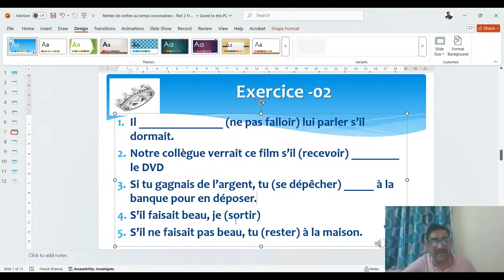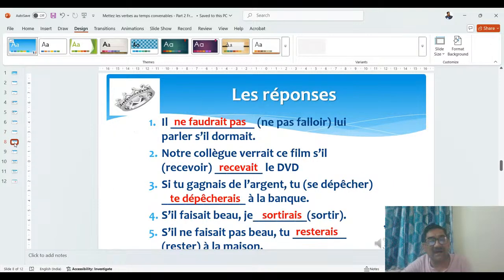Dépêcherai. S'il faisait beau, again faire is given in imperfect. Je sortirai. Je sortirais with AIS. And faisait is going to be imperfect. Resterai is going to be conditional. So here are the answers for you. I always worked out the answers for you.